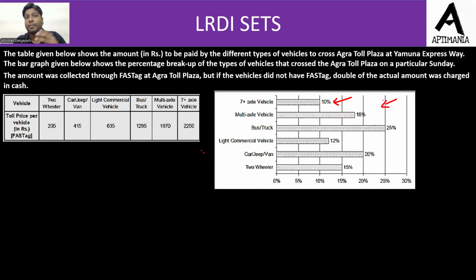तो ये ब्रेकअप दे रखा है नंबर ऑफ व्हीकल्स का एंड चार्जेस जो पर व्हीकल आपके लगते हैं वो दे रखा है. Now let us move to the question part.